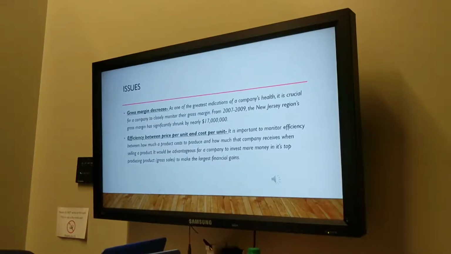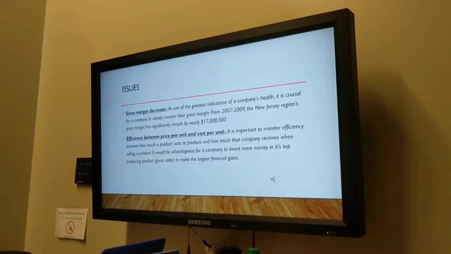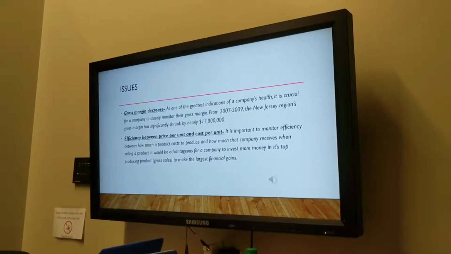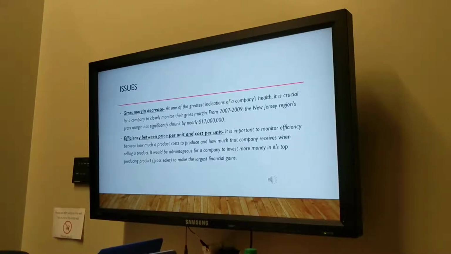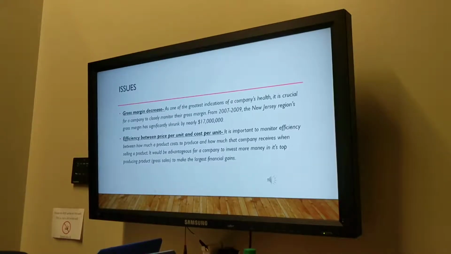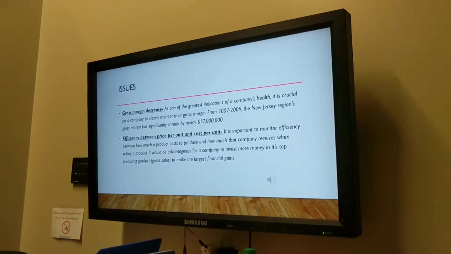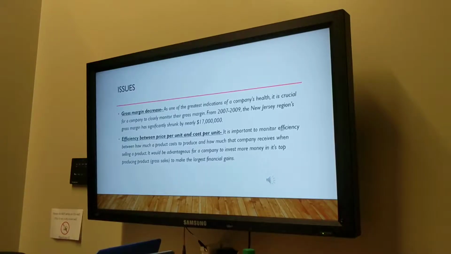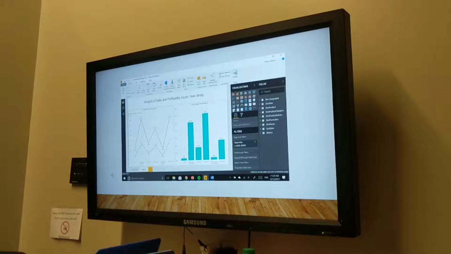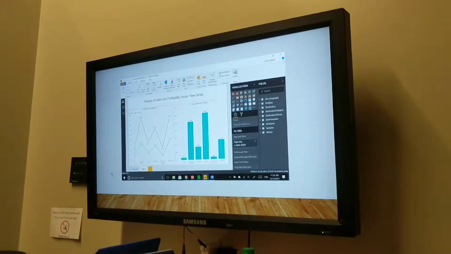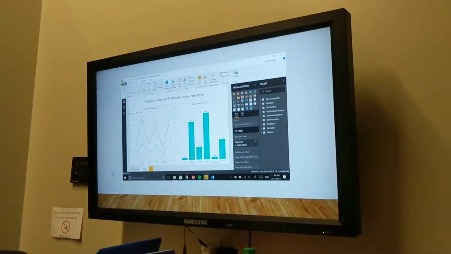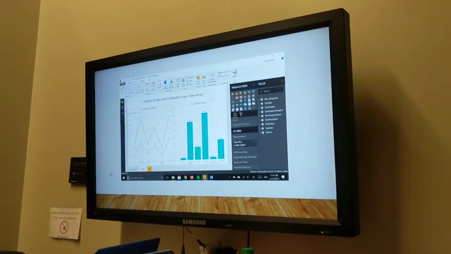And then on the second, it is important to monitor efficiency between what a product costs to produce and how much the company receives when it's selling a product. It'd be advantageous for a company to invest more money in one of its top producing products. This is a snapshot of the second page, looking at the relationship between those two.